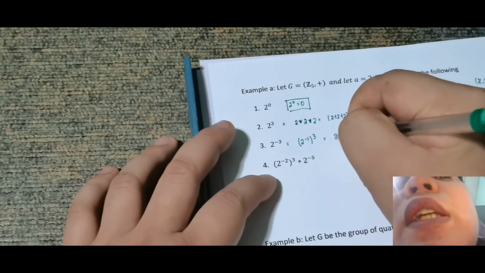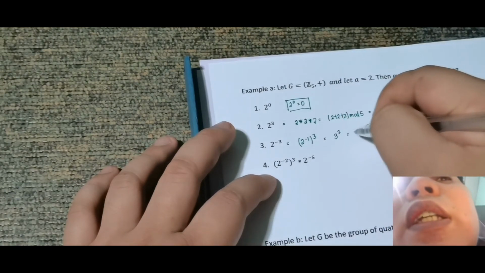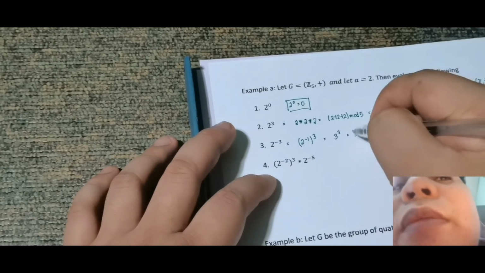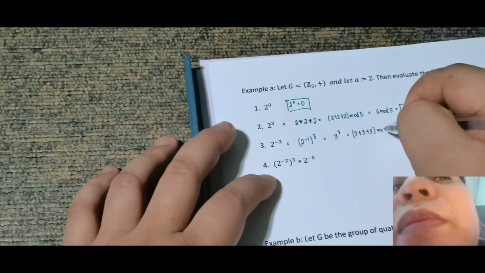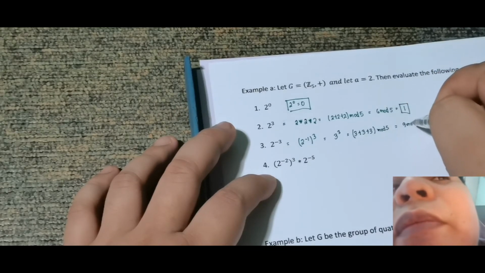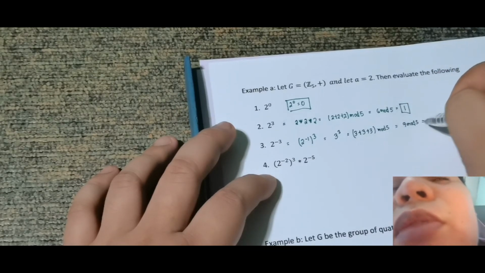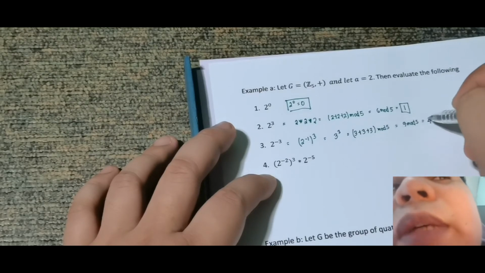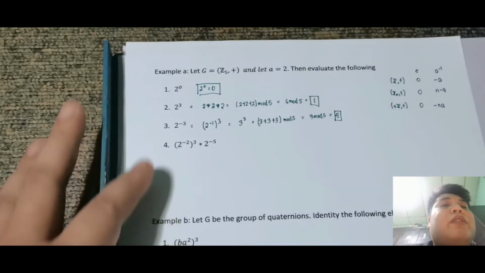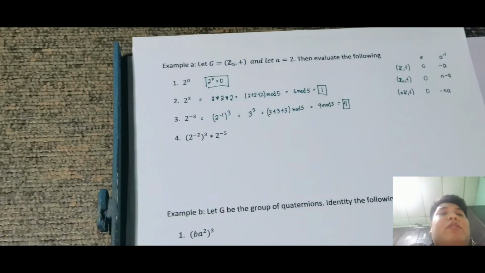So this is just 3 raised to 3. So this is just equal to 3 plus 3 plus 3 modulo 5, which is 9 mod 5, and 9 mod 5 is equal to 4, which is pasok sa element. This is 4. Okay, so ganun mo siya dapat sasagutan. Next is itong part na to. So we have 2 raised to negative 2 raised to 3 asterisk 2 raised to negative 5. So medyo mahaba, no?